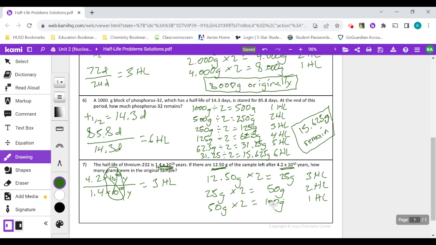So if we started at 100, one half-life would get us to 50, two half-lives would get us to 25, three half-lives would get us to 12.5. Okay, so the sample had 100 grams of thorium-232 originally.